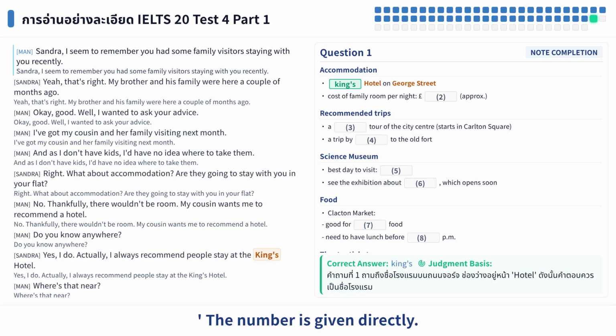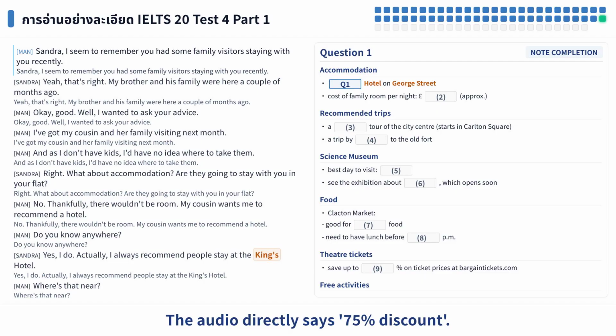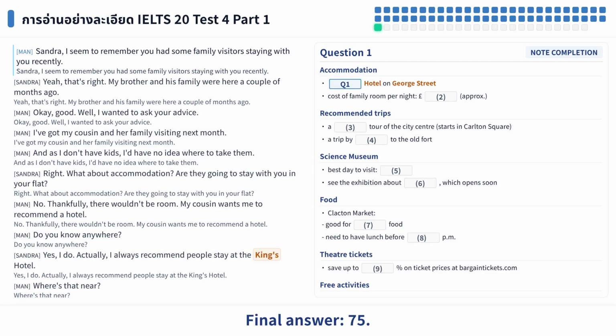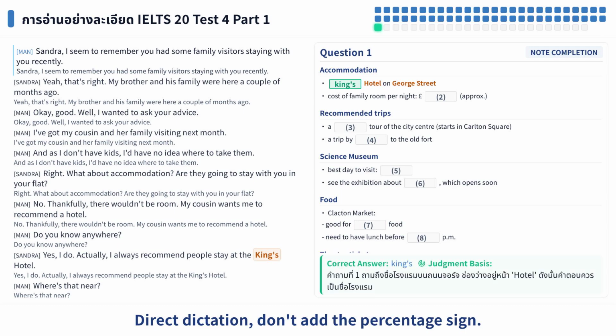The number is given directly. The audio directly says 75% discount. The question asks save up to percent, so the answer is 75. Remember not to write the percentage sign. Final answer, 75. Direct dictation, don't add the percentage sign.